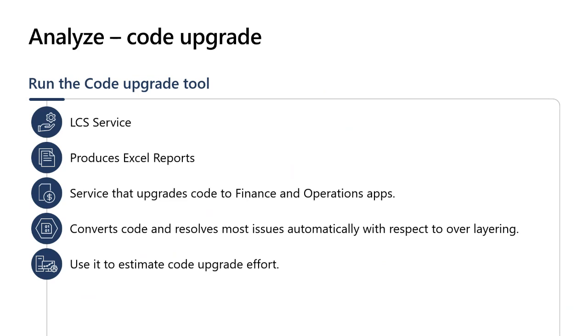I just have to be clear here that it doesn't necessarily convert your overlays to extensions yet, although this is something that we really want to work on. But for now, it upgrades the code into the finance and operations format, and the remaining work is to convert those overlays to extensions. So as you can see, it does convert the code and resolve some of the conflicts, and then gives you a report for that to pick up the work from there. The key use case for us during the analysis phase is to use it to estimate the code upgrade efforts.